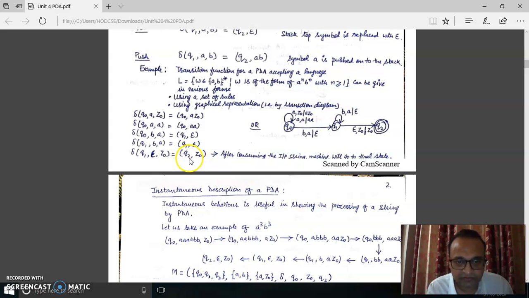This Q2 state itself is the final state. It means we have now moved to the final state, which means that this kind of string has been accepted by the machine. Now we are trying to make its transition diagram. Here you can make an initial symbol also with the Q0 state.